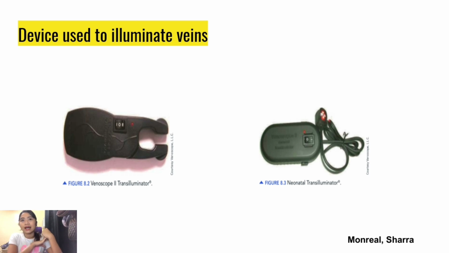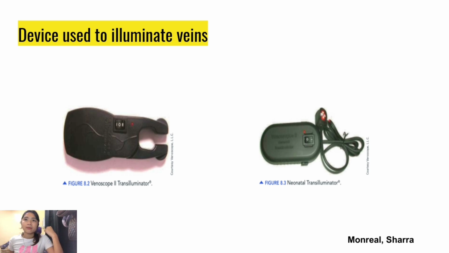So this projects a high intensity cool light on the subcutaneous skin. The light causes the veins of the patient to contrast with surrounding tissue, which makes the vein visible and more easily accessed. The second, we have the neonatal transilluminator. This is used on the palm of the infant's hand para mag-illuminate yung veins niya in the back of their hand. So we also have infrared imaging.